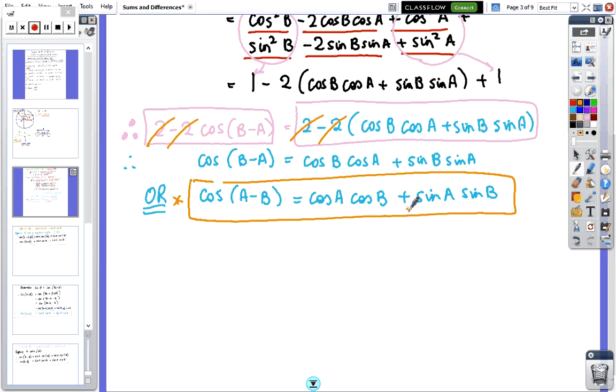It's called the difference formula, okay? It's called a difference formula because there's a subtraction in between, okay? So on the next page, let's see what happens.